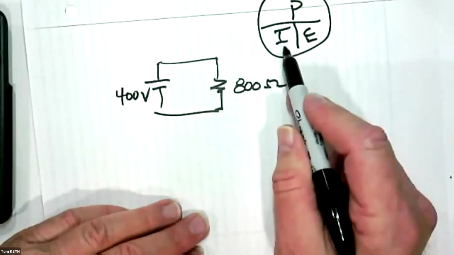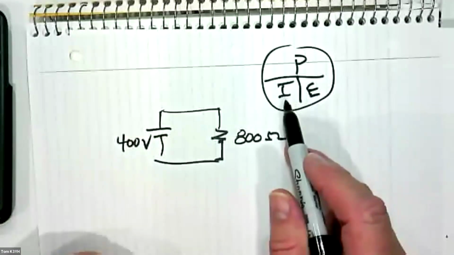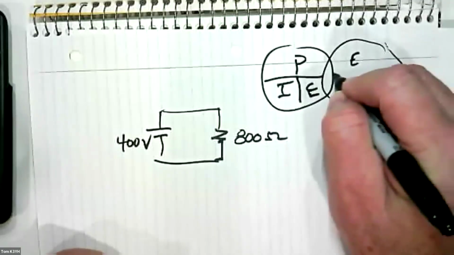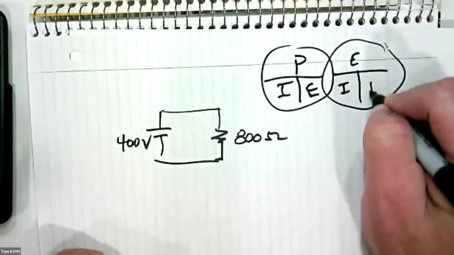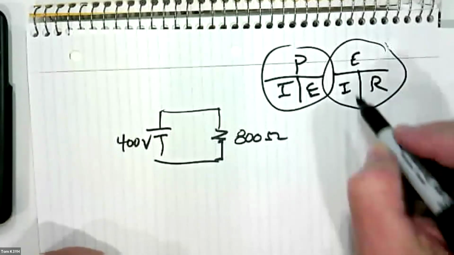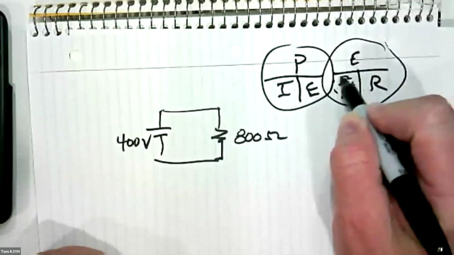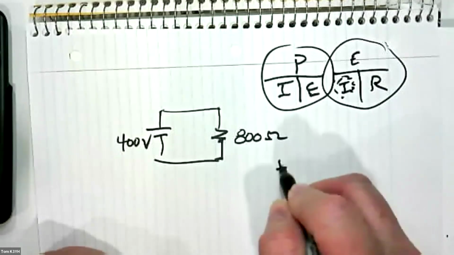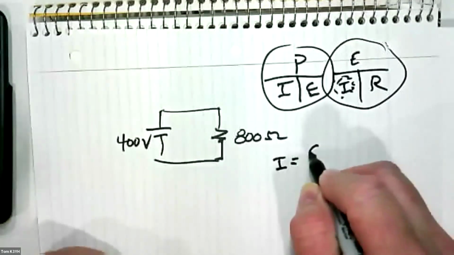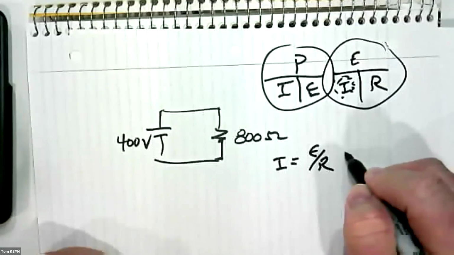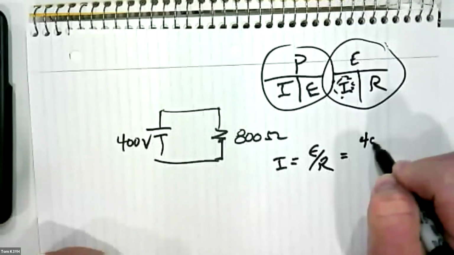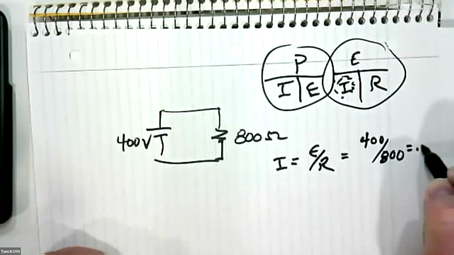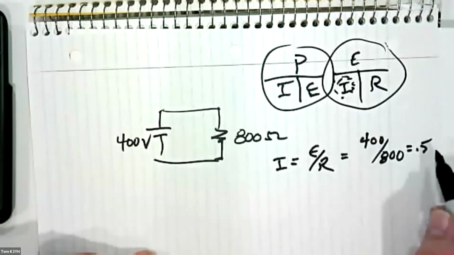Same problem. They give you the voltage, but they don't give you the current. So I'm going to have to calculate that. How do I calculate current? I use Ohm's law. E equals I times R. So I need I. I is equal to E divided by R. That's 400 divided by 800, which equals 0.5 amps.